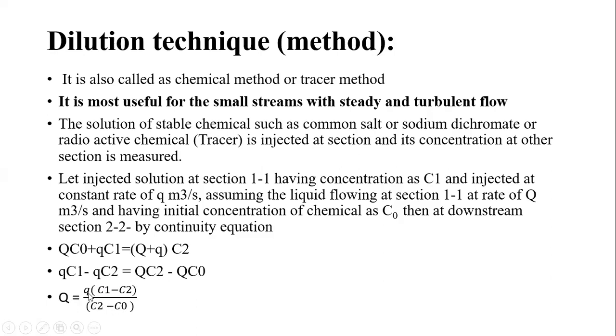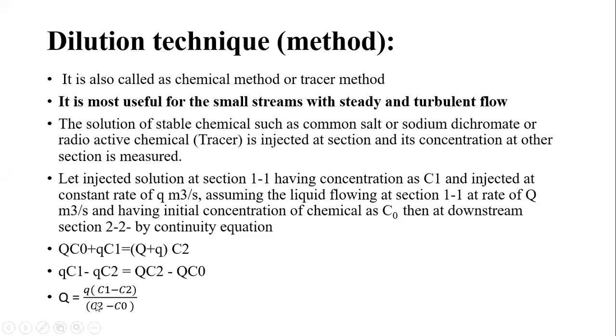Then by knowing the magnitude or the amount of q, that is which we are injecting at section 1, then the initial concentration of the chemicals that we are going to inject, that is C1, and the concentration which is measured at section 2, that is C2. Along with that initial concentration of the chemical at section 1, we will be able to find out the discharge Q passing through the river section.